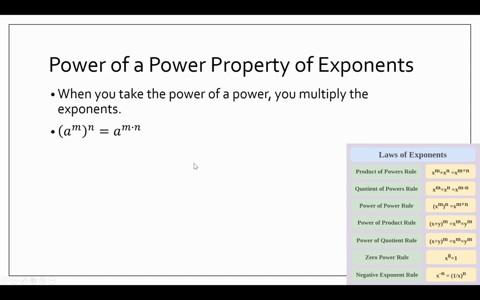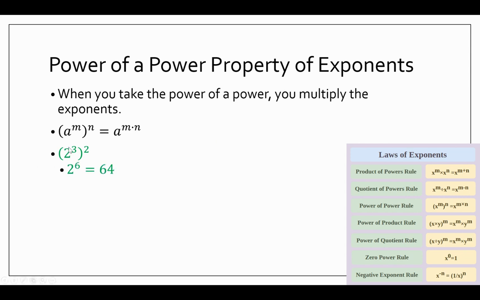Okay, next one is the power of a power property of exponents. When you take the power of a power, you multiply the exponents. So this is power of powers. We have exponents upon exponents with parentheses to help guide us. So a to the m, and we take that a to the m to the power of n, we're multiplying the exponents. Example, 2 cubed, but then we square 2 cubed. That's going to be 2 to the power of 6, which is 64.